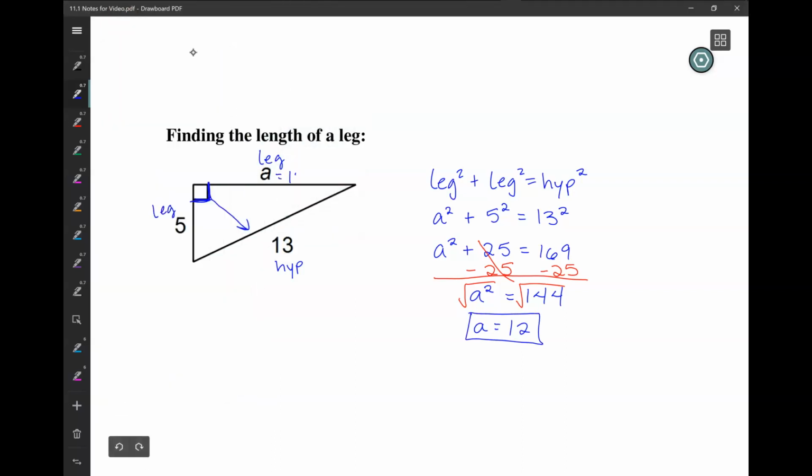And we can double check, make sure the hypotenuse is the longest side. 13 is longer than both of those, and we've got our answer.